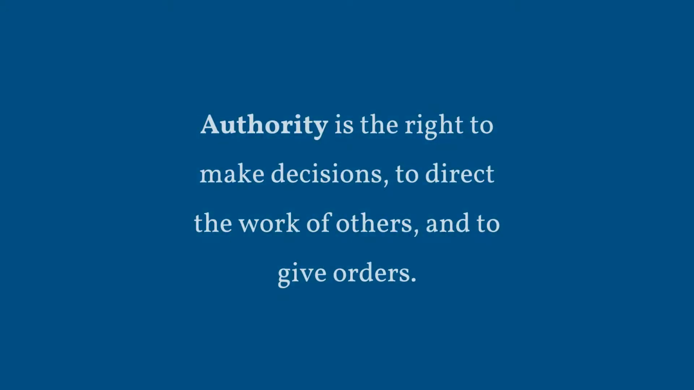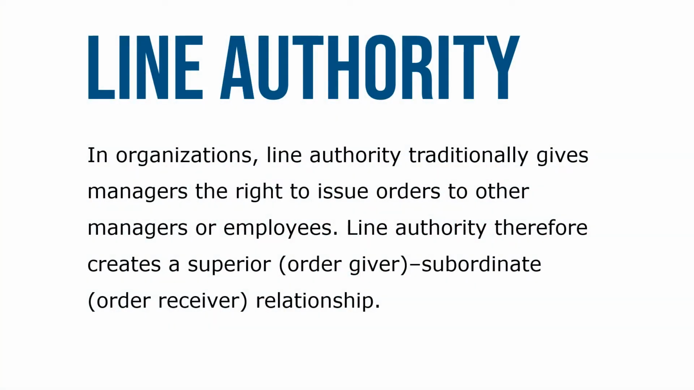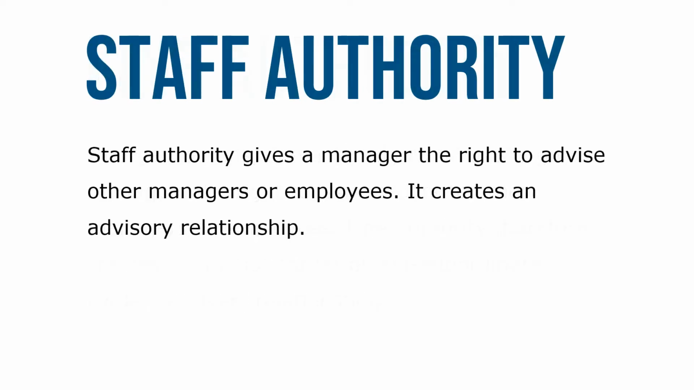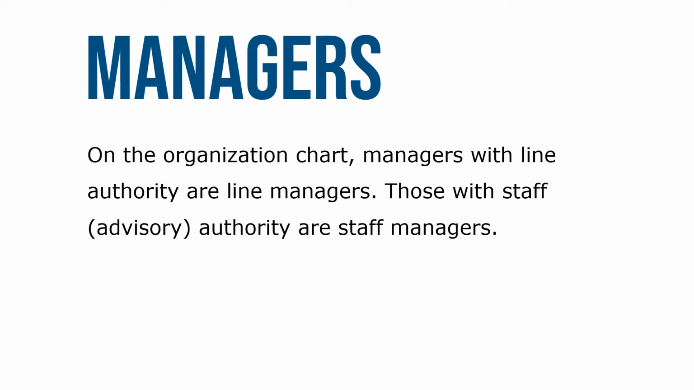Authority is the right to make decisions, to direct the work of others, and to give orders. In organizations, line authority traditionally gives managers the right to issue orders to other managers or employees. Line authority therefore creates a superior-subordinate, order giver-order receiver relationship. Staff authority gives a manager the right to advise other managers or employees. It creates an advisory relationship. On the organization chart, managers with line authority are line managers. Those with staff or advisory authority are staff managers.